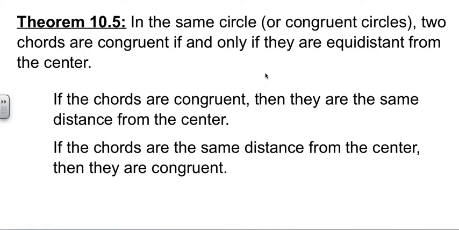One last idea here. Chords will be congruent if and only if they are equidistant from the center. What they're telling you here is if you have two chords that are the same distance out from the center, then they're equal to each other. And also, if you have two chords equal to each other, that means they're the same distance out from the center. If they're equally distant from the middle, then they're equal to each other. And if they're equal to each other, then that means they're equally distant.